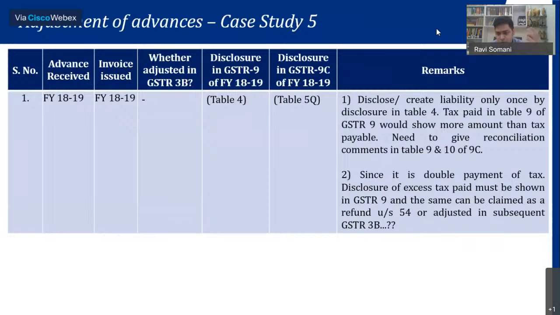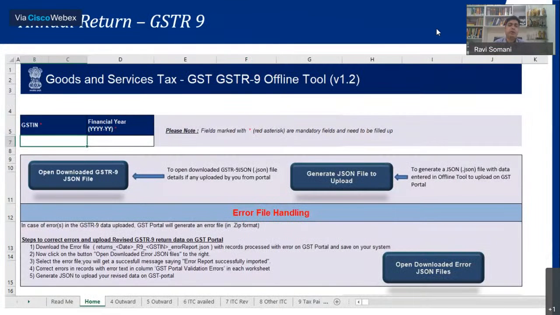Preferably, since the invoice is issued, just put the details in the invoice and report the tax liability only once, and let the payment details very clearly show that tax payable is 100, but what is paid is 200. And for the balance 100, we should ask the client to go for refund or whatever adjustment I've already told. So quickly, I would like to take you through the annual returns and 9C as far as the outward supplies are concerned.